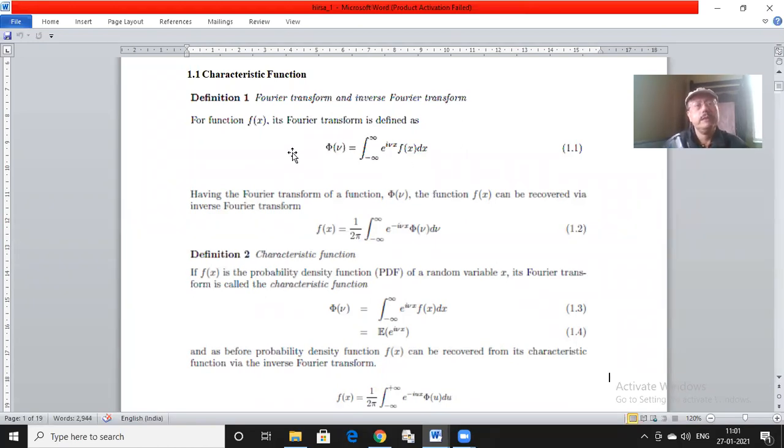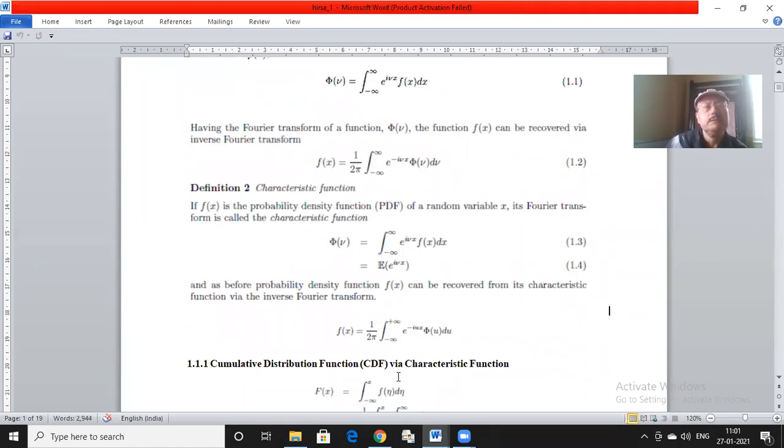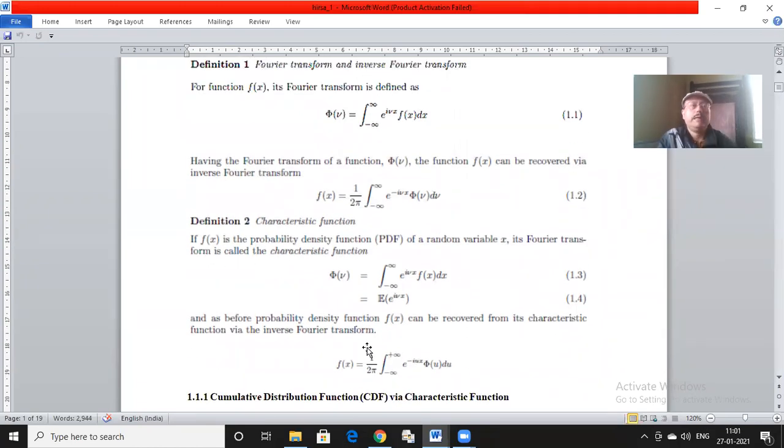So our Fourier transform is defined like this, phi(nu), and having the Fourier transform of a function, if I know phi(nu), I can also recover f(x) through the inverse Fourier transform. The inverse Fourier transform gives me f(x) as 1 by 2 pi, again an integral, e to the power minus i nu x, phi(nu) d nu. So this is already known. I'm just doing a recap. And of course, now we come to the characteristic function, the probability object.